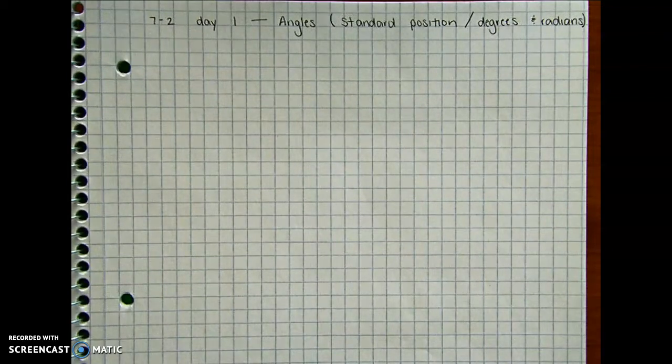Algebra 2. In this video, we're going to start section 7.2, angles. And today we're going to be focusing on standard position of an angle, as well as going from degrees to radians. So let's first talk about what standard position is.